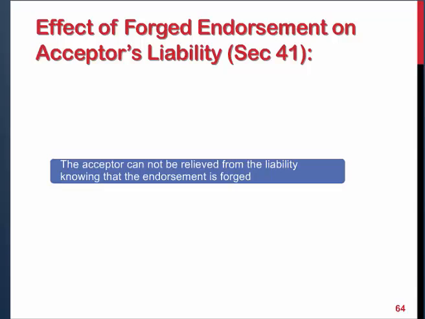Effect of forged endorsement on acceptor's liability. Section 41. As per Section 41 of the Negotiable Instruments Act, the acceptor cannot be relieved from the liability, knowing that the endorsement is forged.